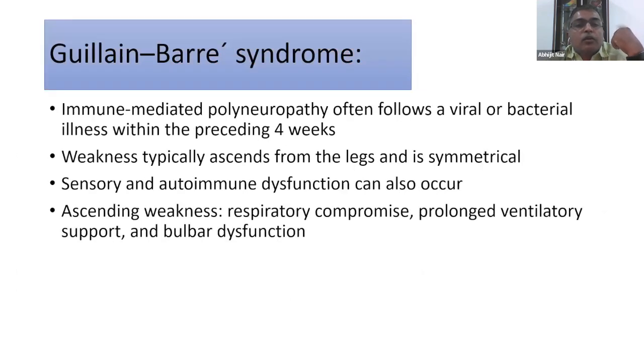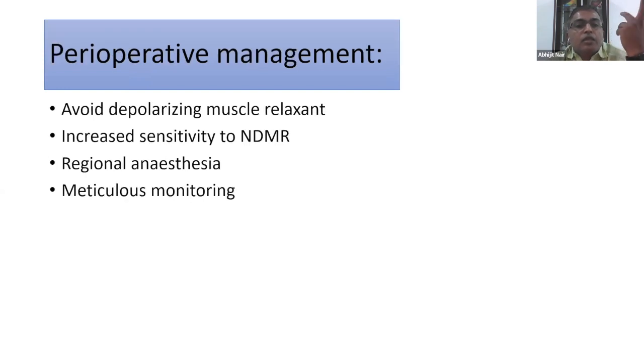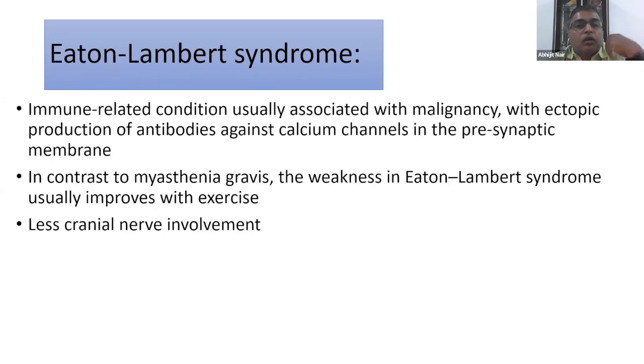Now coming to Guillain-Barré syndrome, it is an ascending weakness that compromises the respiratory system, and prolonged ventilatory support is required when they develop the syndrome, and they could have bulbar dysfunction. So again, the principles remain the same here, but regional anesthesia, if possible, can be safely used. But again, these patients need meticulous monitoring.